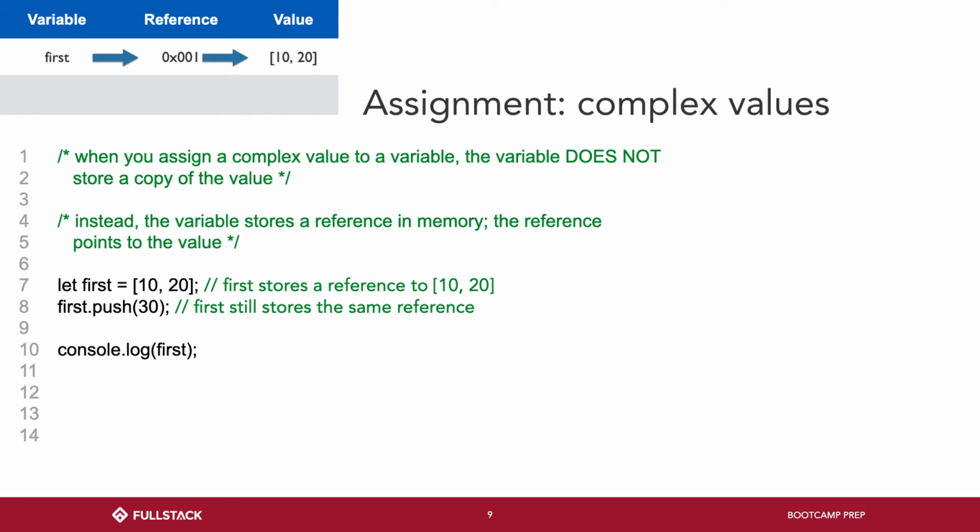The variable first points to this reference. You can think of this as an address, okay? And this reference points to this array somewhere in memory, okay? And then when we push 30 in, we see, okay, what am I pushing to? Check the reference, and I go to that array in memory, and I push to that array, okay?